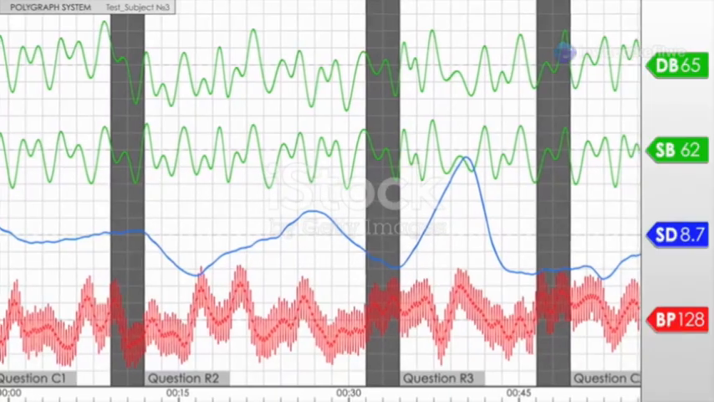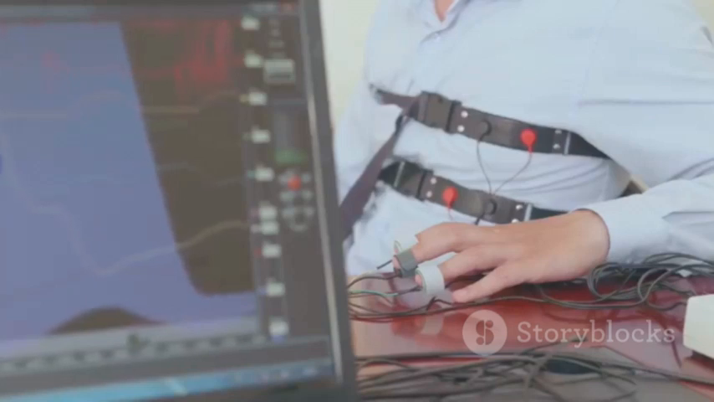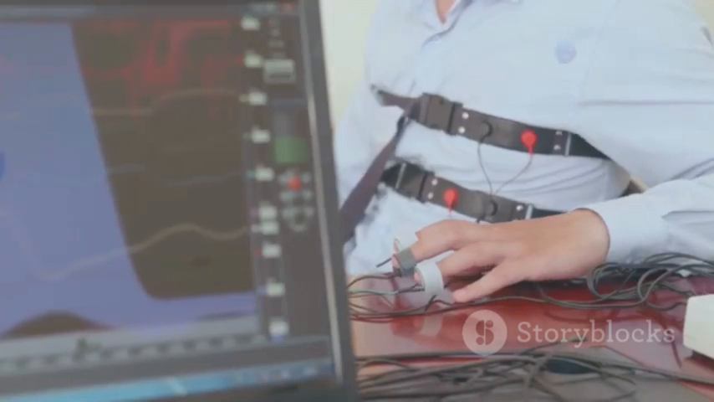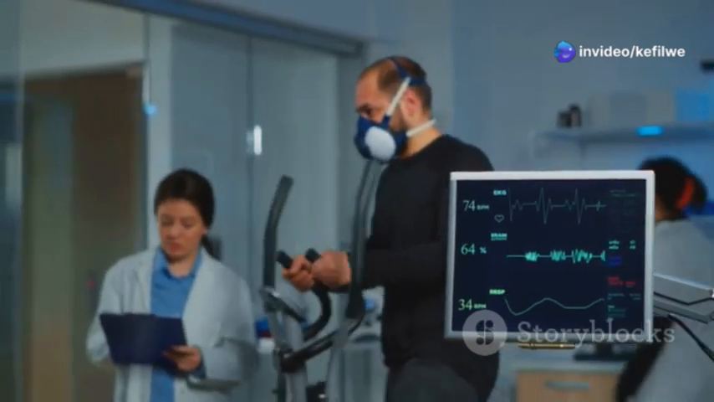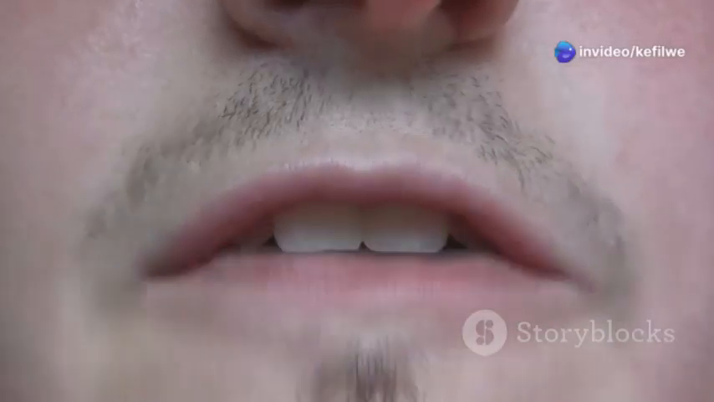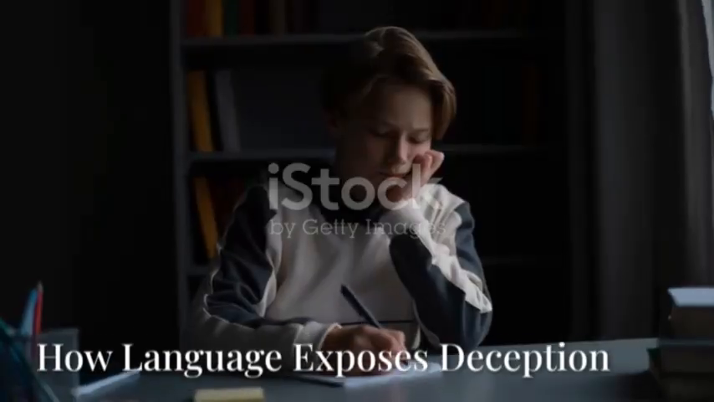We've all seen it in movies. A suspect sweats under interrogation, their heart races, maybe the polygraph machine goes haywire. But lie detection isn't that simple. Traditional methods like polygraphs often fail. They rely on physical signs of stress, which can be caused by many things besides guilt. We need a more reliable way to unmask deception, and the answer lies in our words.